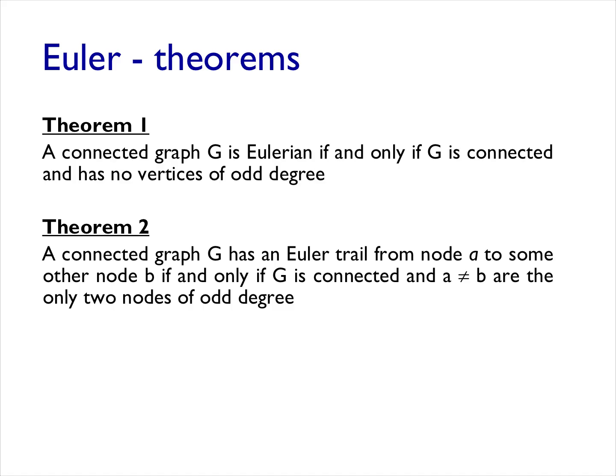Go back to the slide before, guys. If it has a path, we call it a traversable graph. We don't call it Eulerian. Eulerian means, if we call the graph Eulerian, it means it includes a circle. So a connected graph is Eulerian if and only if G is connected. That's number one. And number two, has no vertices of odd degree.